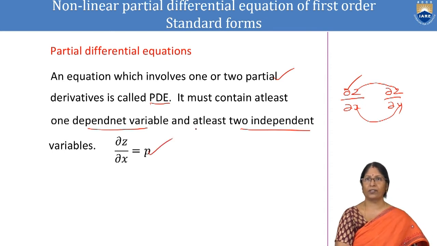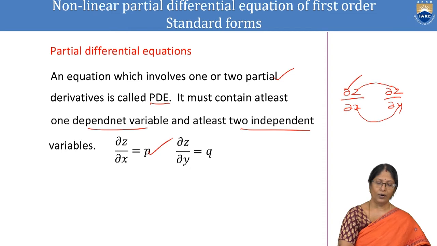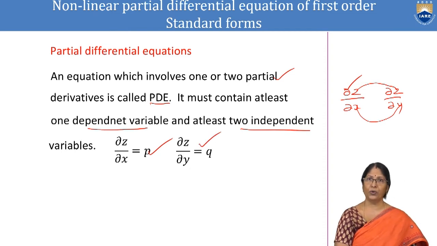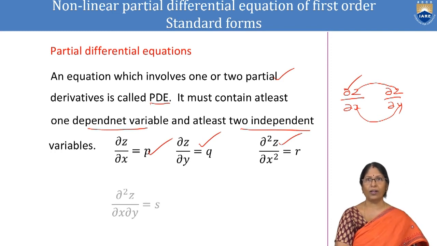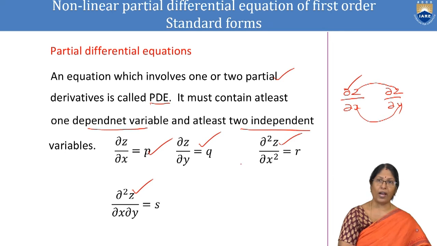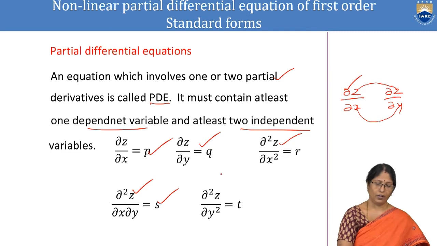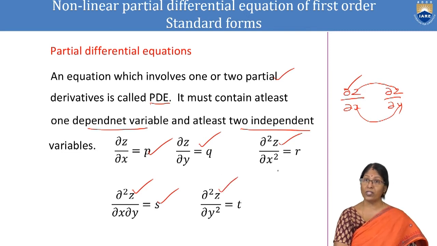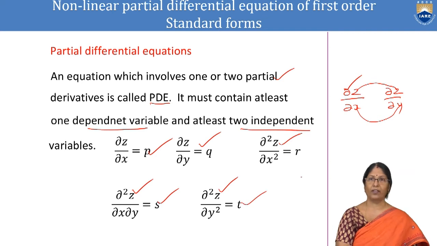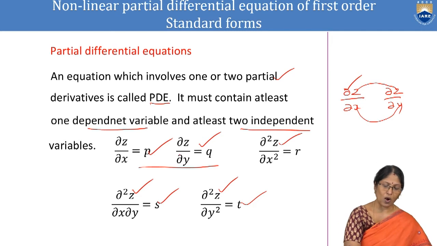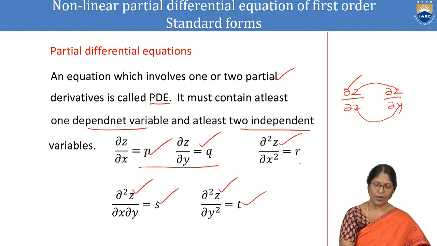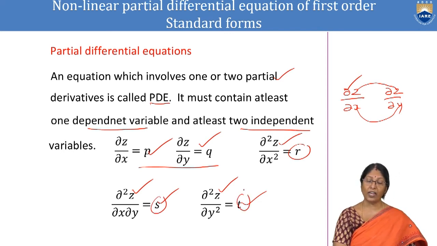Dou z by dou x, the notation is p. Dou z by dou y, the notation is q. Dou square z by dou x square, the notation is r. Dou square z by dou x dou y, the notation is s. Dou square z by dou y square, the notation is t. So p and q are related to first order, whereas r, s, t are related to second order.